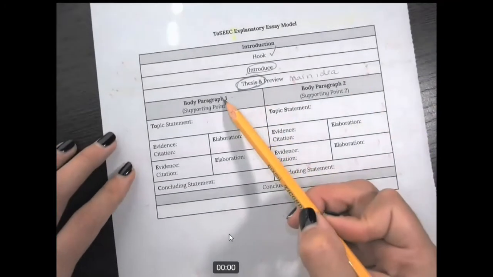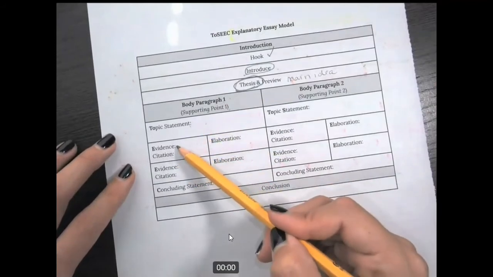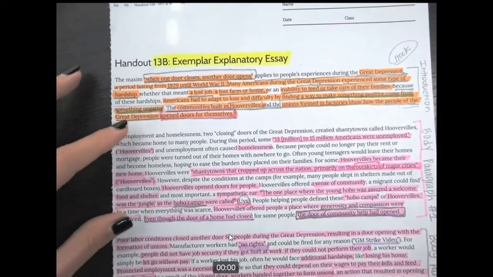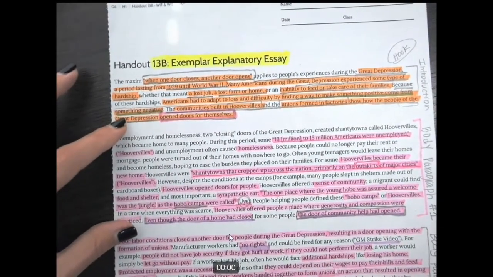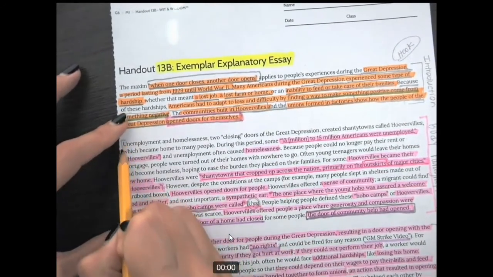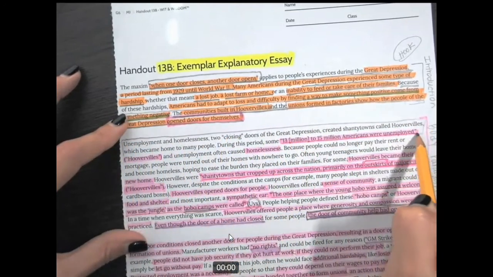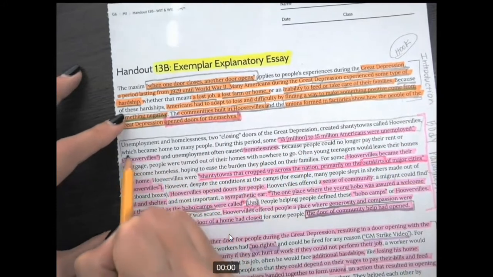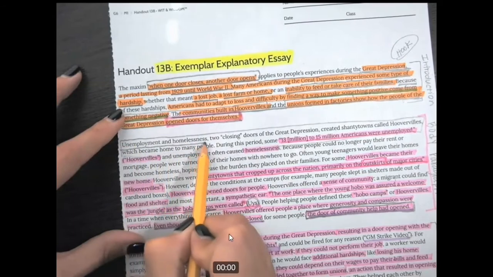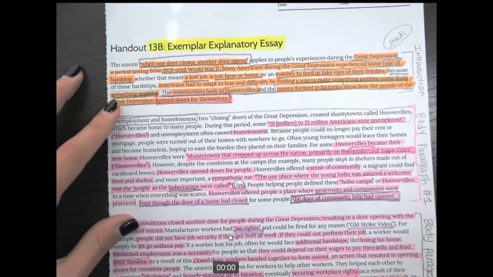And then in our body paragraph number 1, we have a topic statement, a very short topic statement, evidence and citation, and then elaboration. So if we go to our first body paragraph, we have our topic statement, which would usually be at the very beginning, right? We talk about what it's going to be focusing on in that particular paragraph. Right here, our topic statement: unemployment and homelessness. So those are our main ideas that are going to be discussed in this first body paragraph.